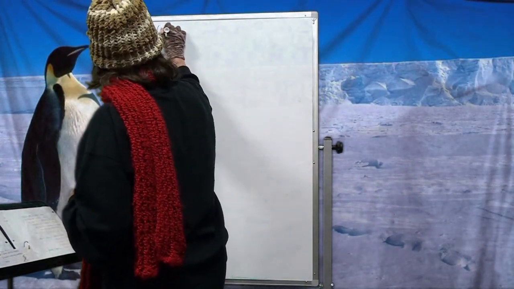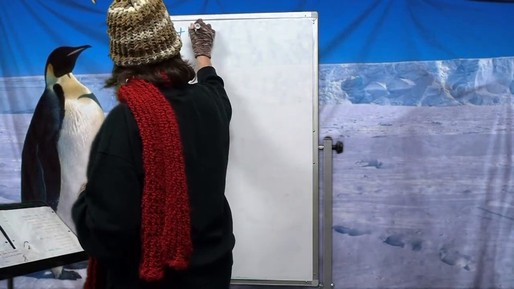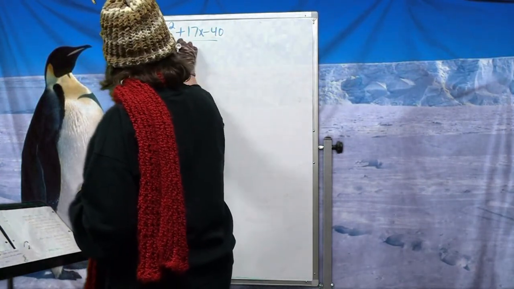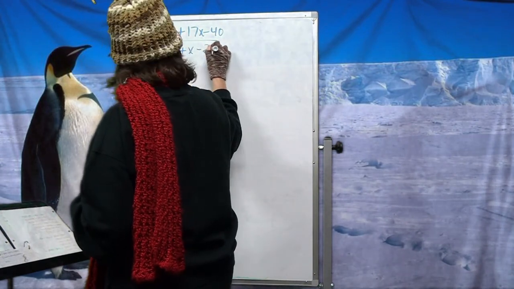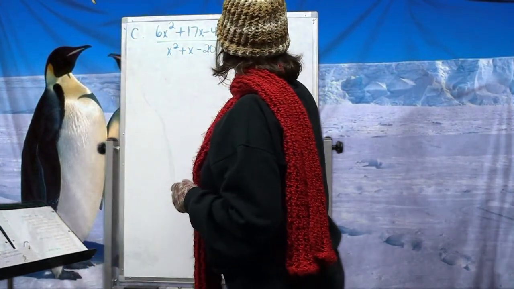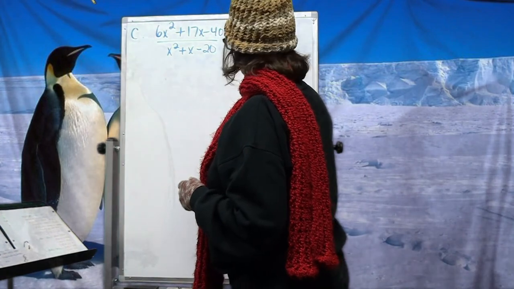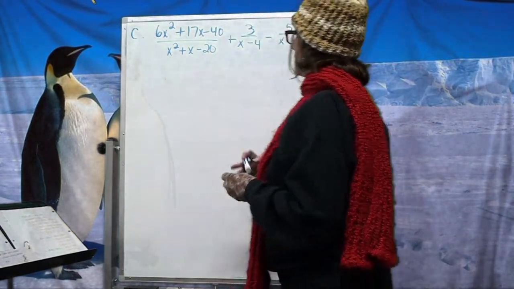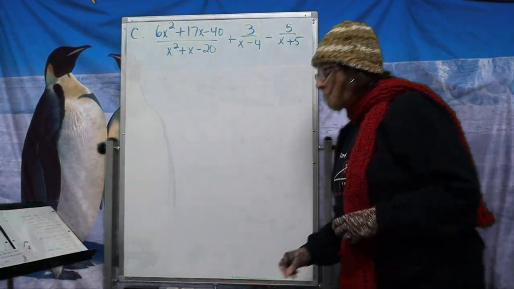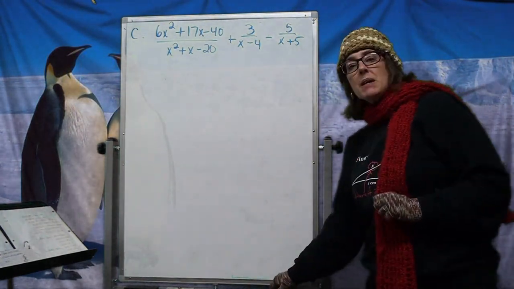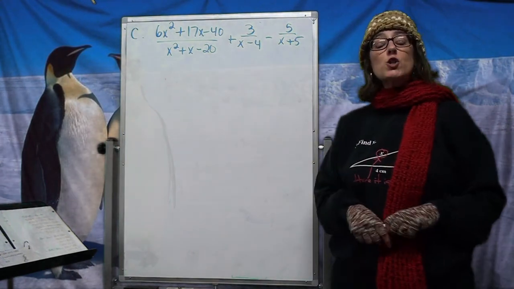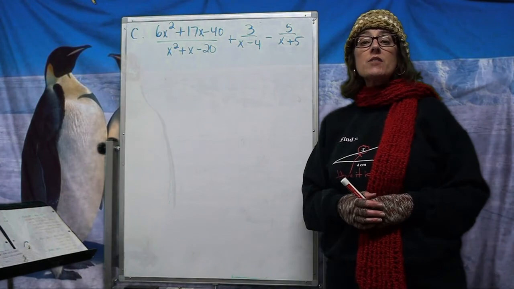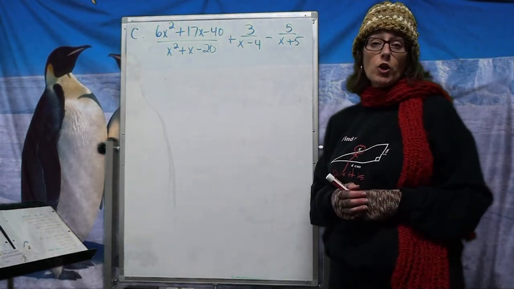So we've got 6x squared plus 17x minus 40 over x squared plus x minus 20. We're going to add 3 over x minus 4, and we're going to subtract 5 over x plus 5. Oh my goodness, a lot going on here. But I think we can handle it. We know that when we add and subtract fractions, we need common denominators. So we're going to look at all three of these denominators and ask, what do they all need to make them all look alike?